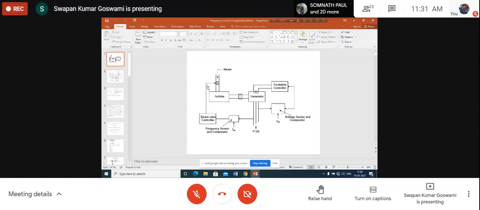How will the steam valve be controlled? By a steam valve controller. And how will the steam valve controller act? It will be measuring the frequency of the voltage or the speed of the generator. These are the three-phase outputs of the generator, showing that P plus jQ is the power delivered by the generator to the power system. So the system voltage you can measure from here.